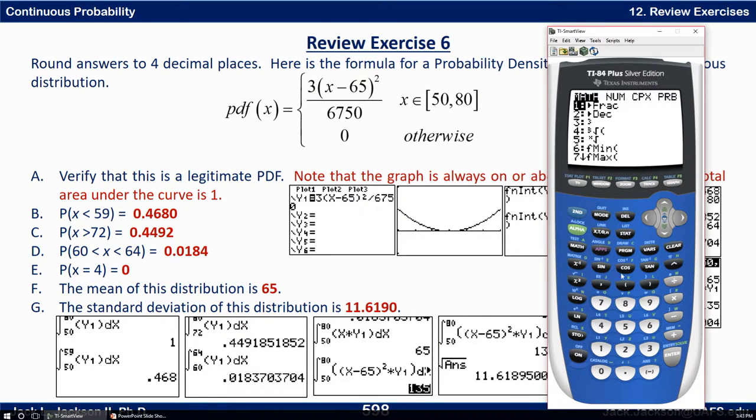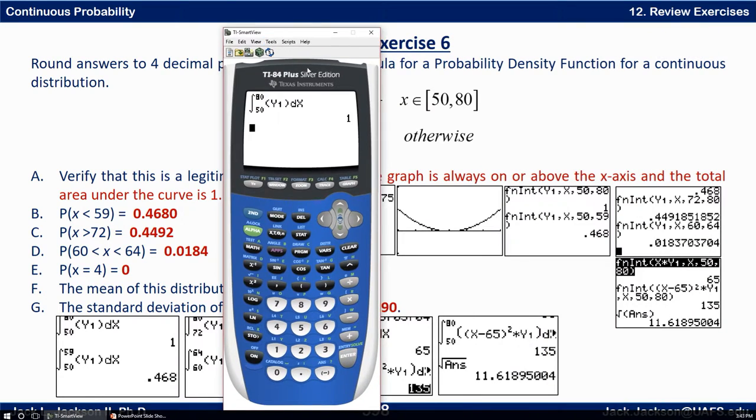So we can do Math 9, and we want to integrate from 50 to 80 the y value with respect to x, and this better turn out to be 1. Yep, it does. That verifies it. If you have the older operating system, it looks like this.